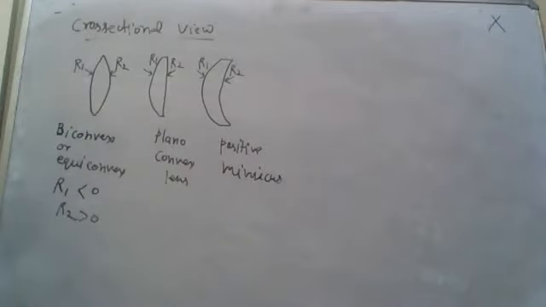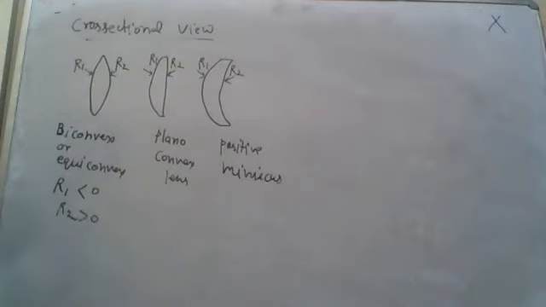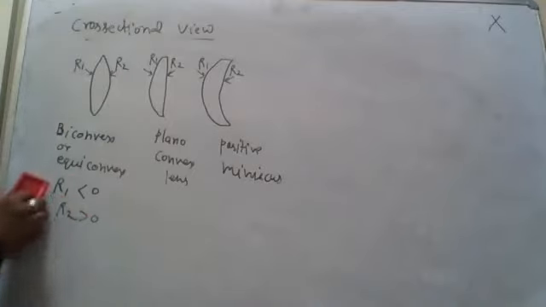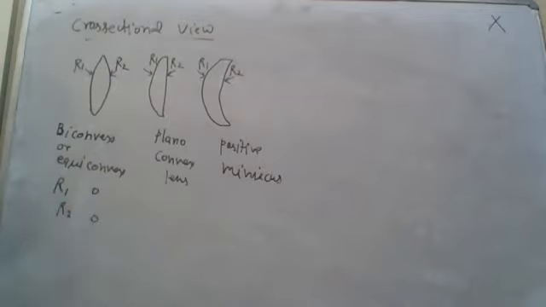So what about the convex spherical surface? Is the radius of curvature of that surface positive or negative, which we have studied earlier? By using the sign conventions, we see that R1 is positive and R2 is negative. So it is just opposite to this. R1 is positive and R2 is negative.